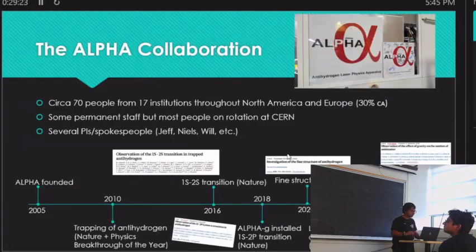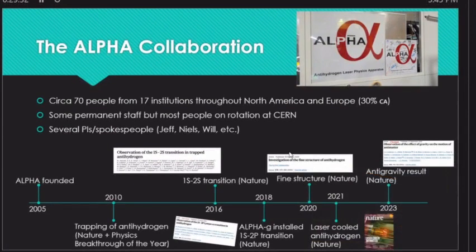Okay, so the Alpha collaboration. There's about 70 people from various institutions in North America and Europe, and that emoji did not render. Damn. It's about 30% Canadian, which was a really nice surprise to me when I got there. It's got major contributions from the University of Calgary and the University of British Columbia. In fact, there are enough people from Calgary that they can talk about specific places in Calgary amongst themselves and confuse the rest of us. There's a core permanent staff that's located there, but a lot of people who come on rotation, who are doing their PhDs elsewhere, people like me, who are there for the summer.